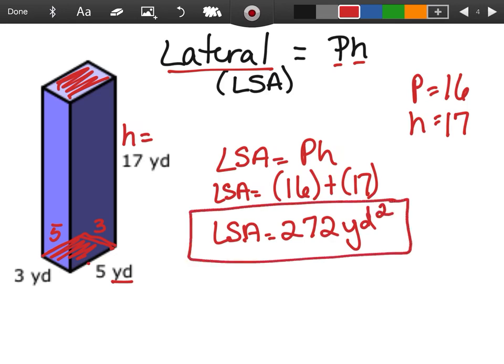Remember, the difference between lateral and total is that lateral does not include the area of the base. Total surface area does.